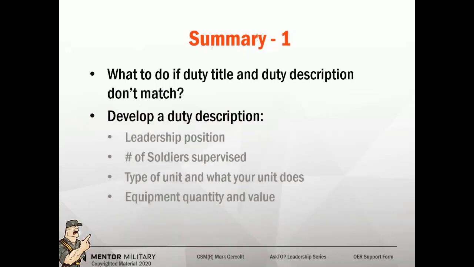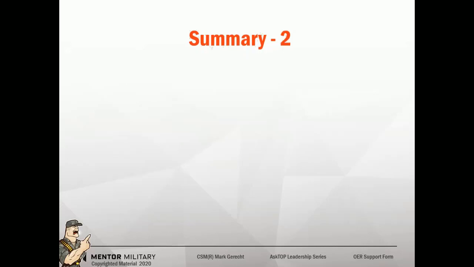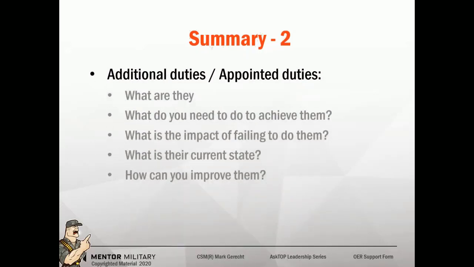Develop a duty description. We talked about that. Your leadership position, number of soldiers supervised, type of unit, what it does, equipment, quantity, and value. Additional duties. What are they? What do you need to do to achieve them? What is the impact of failing to do them? What is their current state? How can you improve them?